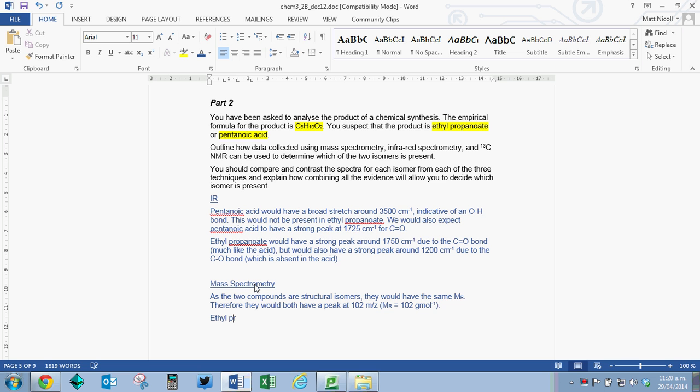So ethyl propanoate would have a peak at 57 m/z due to the CH3, CH2, CO plus fragment, and pentanoic acid would not have a peak here in its spectrum. Alright, I'm doing pretty well here.